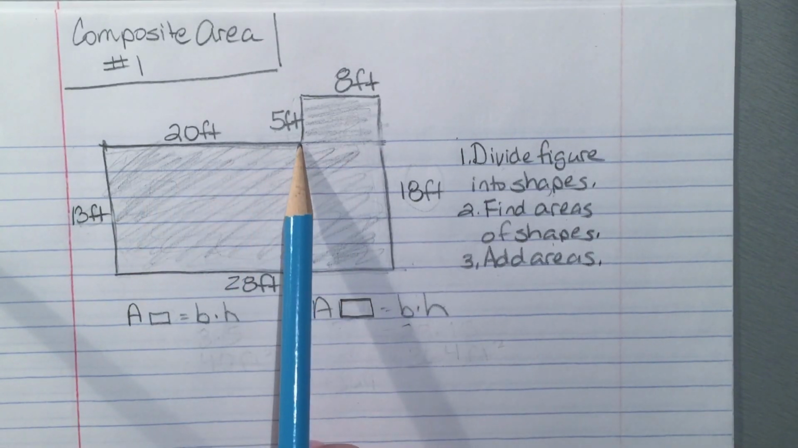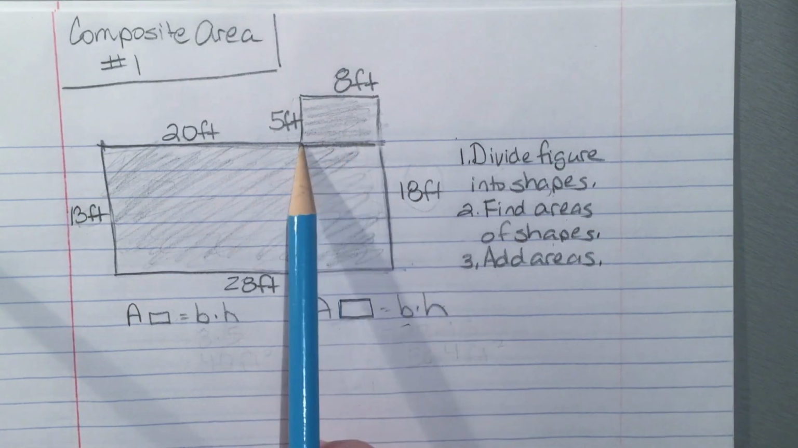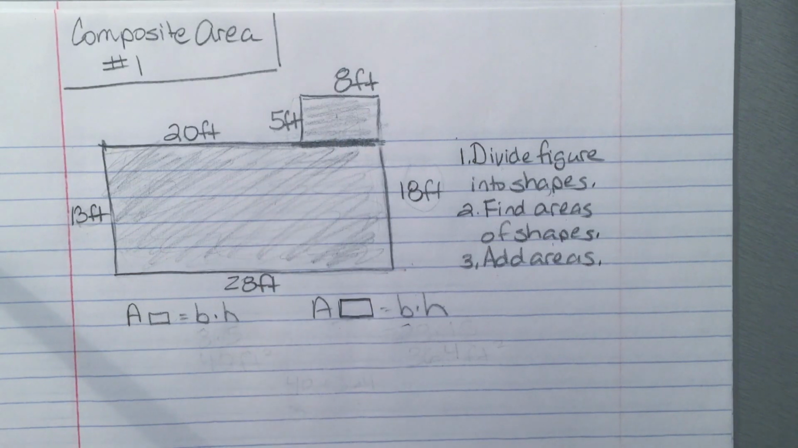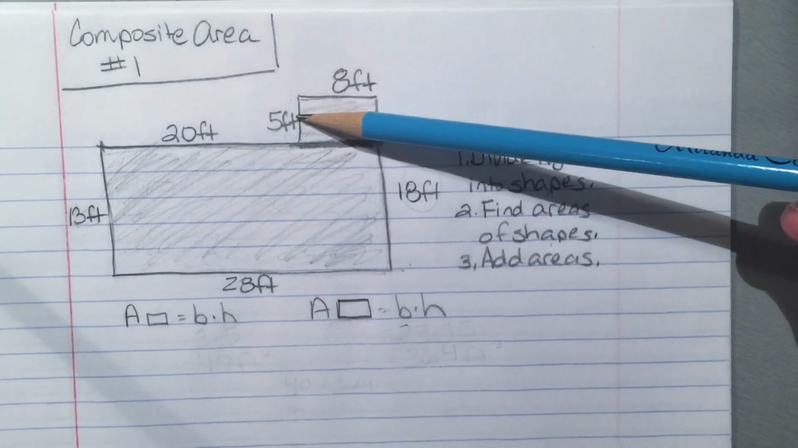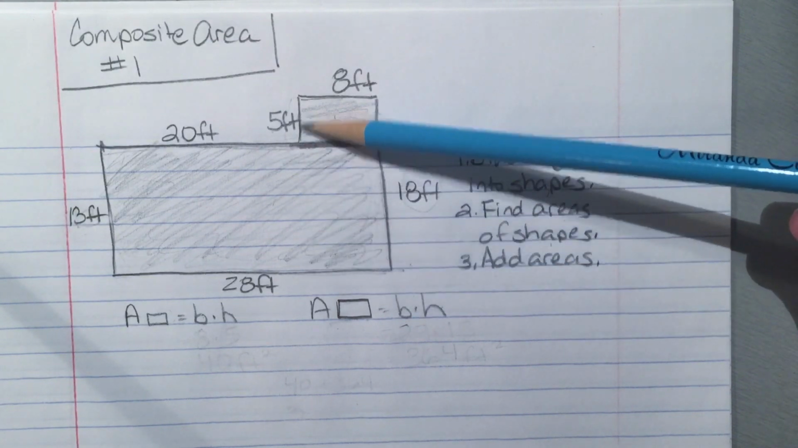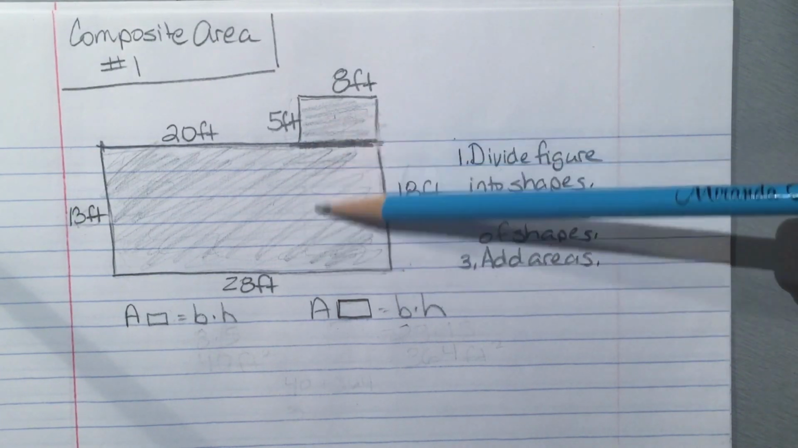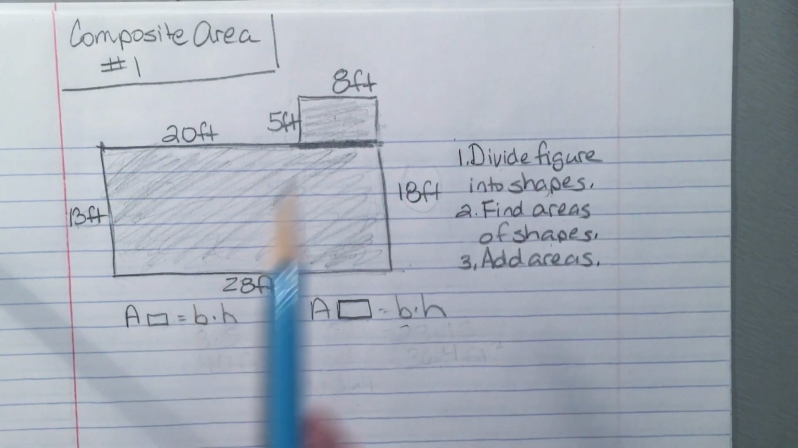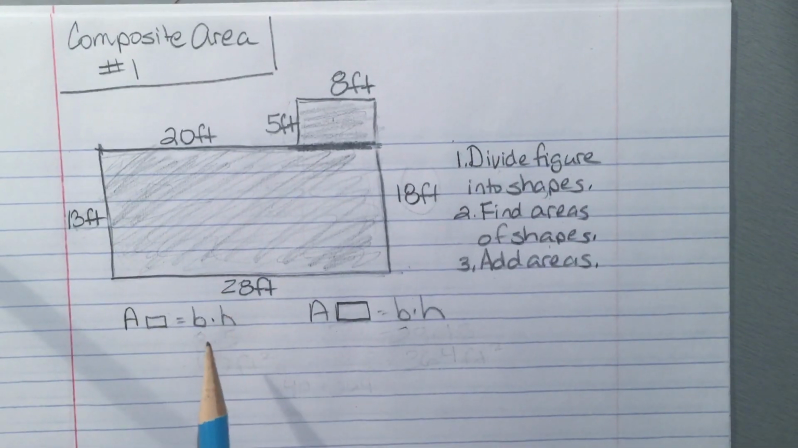The first thing I notice is I could draw a line right here and divide this into a small rectangle and a large rectangle, which is exactly what I'll do. I could also have drawn a line this way and made a medium-sized rectangle and a little bit larger rectangle. Either way would have worked. We'll stick with this way since I already drew my line.